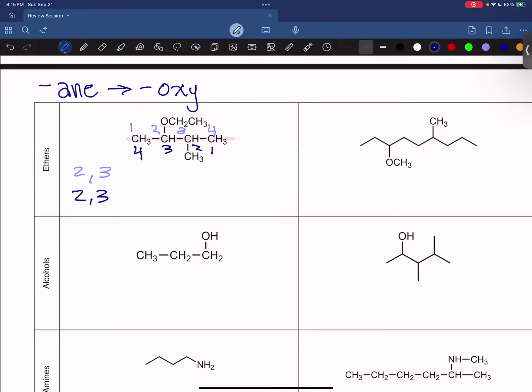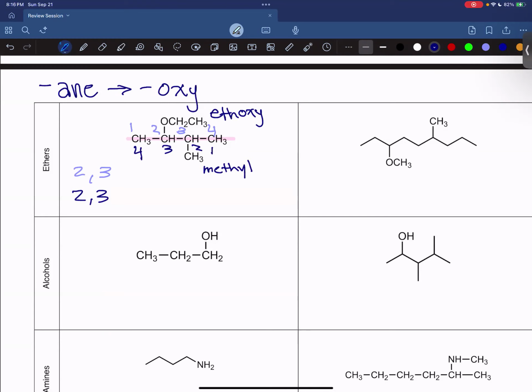Also 2, 3. So this leaves us with doing it alphabetically. So we have our ethoxy group up here, which is what I was talking about with, like, we know ethane, butane, but that becomes oxy, so we know how to do that. And then our methyl group here, and our parent chain has 4 carbons, so butane.